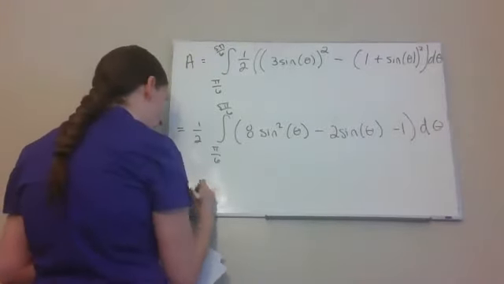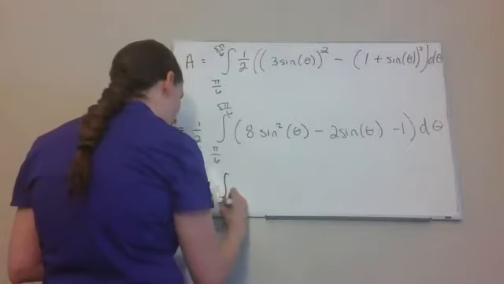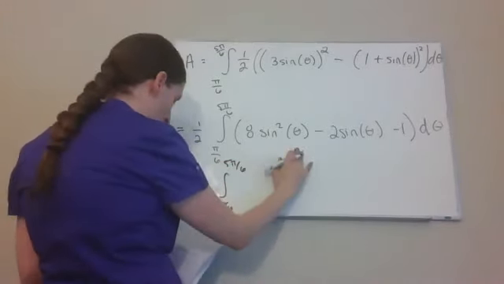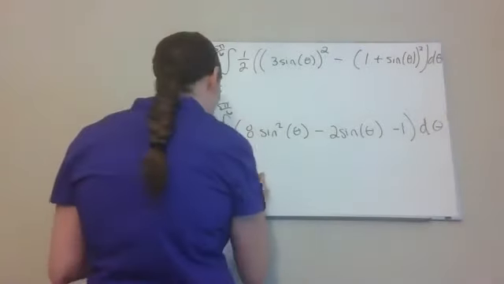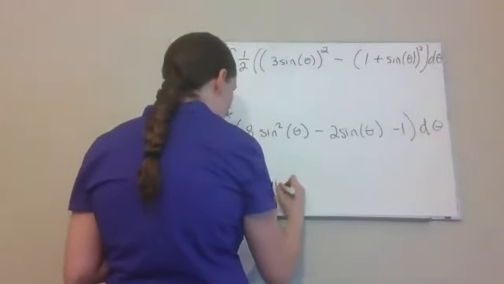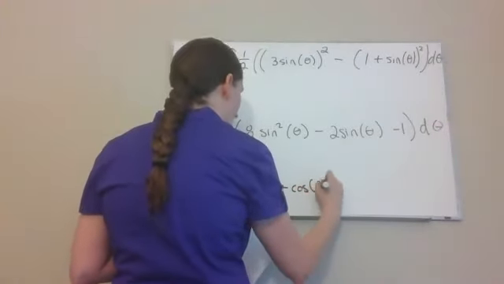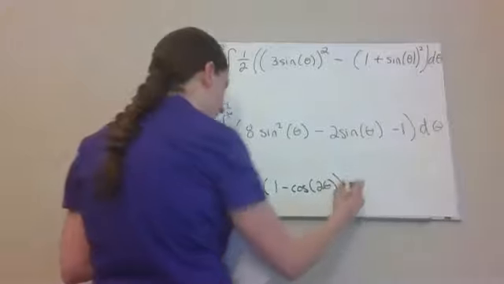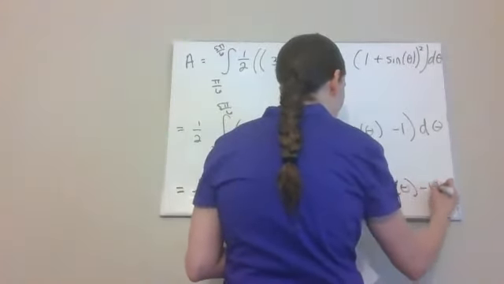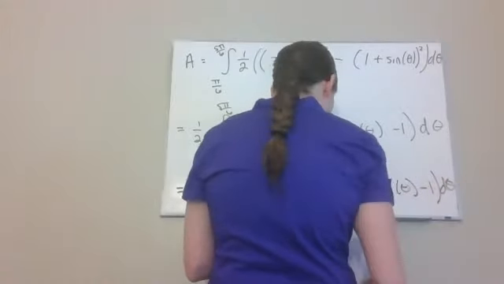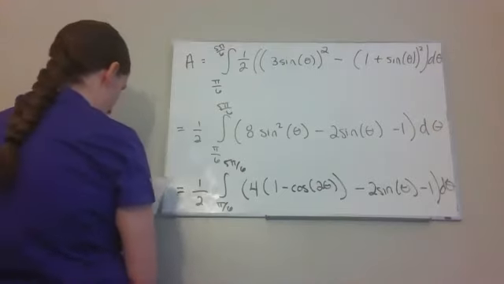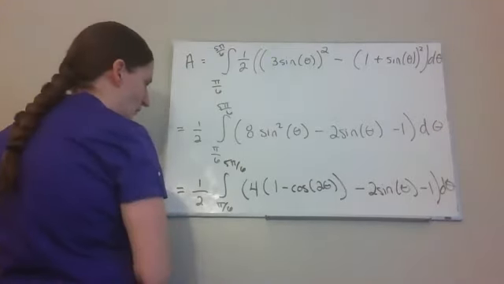So when I rewrite this, I still have my 1/2. My 8 sine squared, when I use my trig identity, half of 8 is equal to 4, so I get 4 times 1 minus cosine of 2 theta. And then I still have my minus 2 sine theta and a minus 1 d theta.